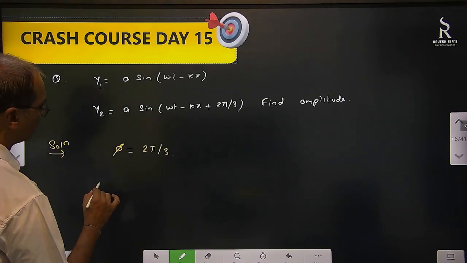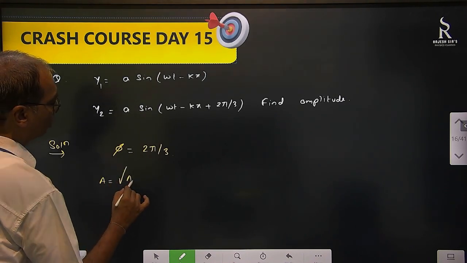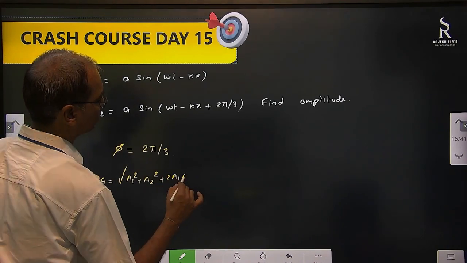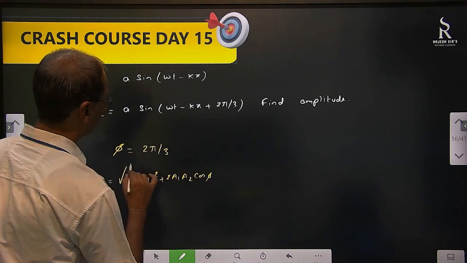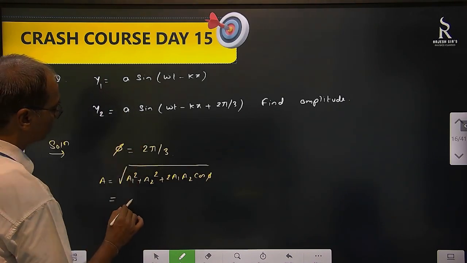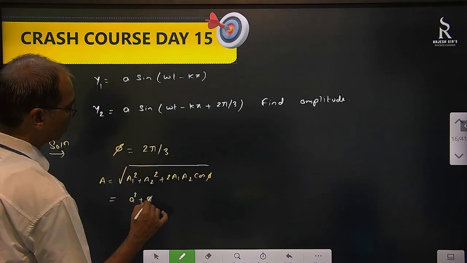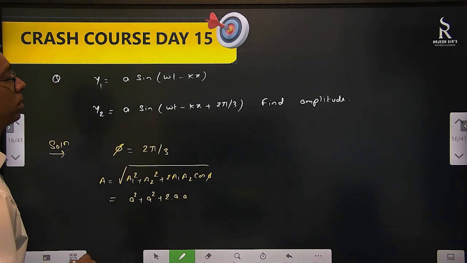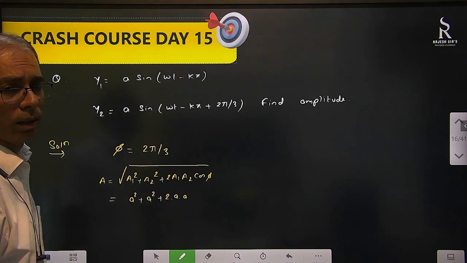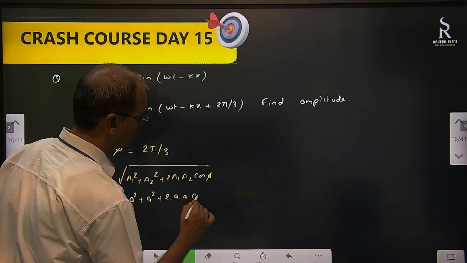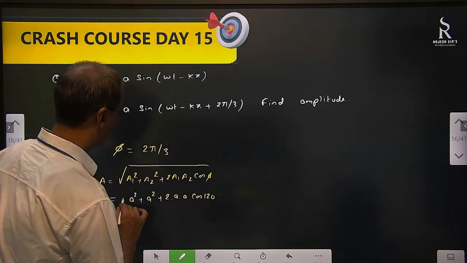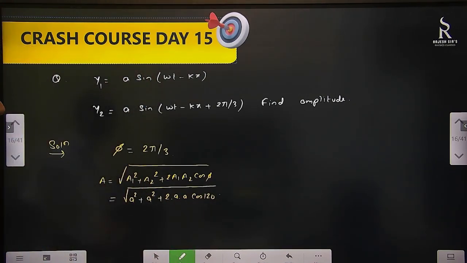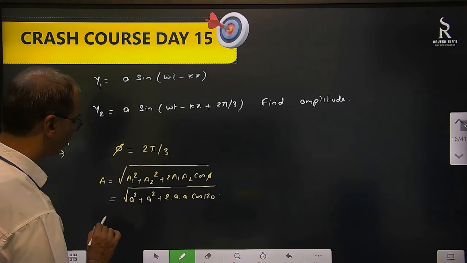So amplitude is A equal to root over A1 square plus A2 square plus 2 A1 A2 cos phi. Okay, what is A1? A. A2, that's also A. It's 2 into A into A into cos 2 pi by 3. Cos 2 pi by 3 means what? 120 degrees. Cos 120. Now cos 120 degrees means minus 1 by 2. Okay, cos 120 degrees is minus 1 by 2.